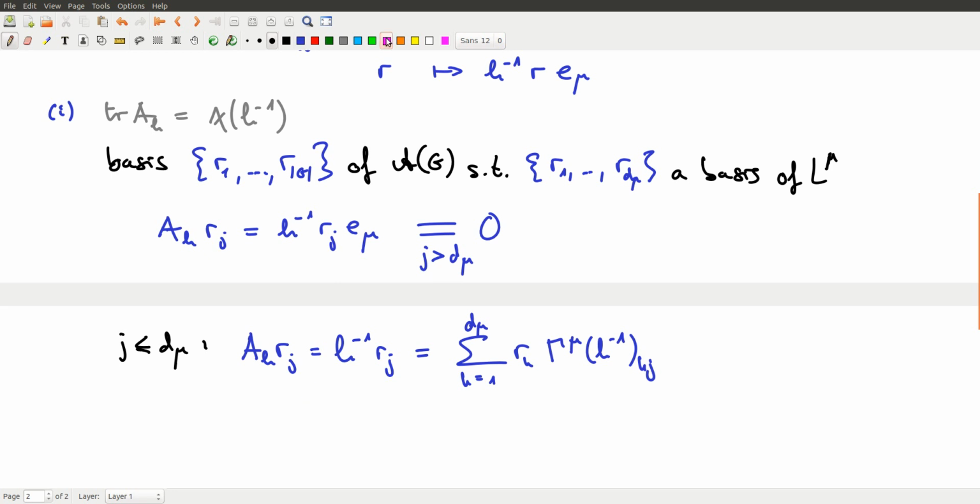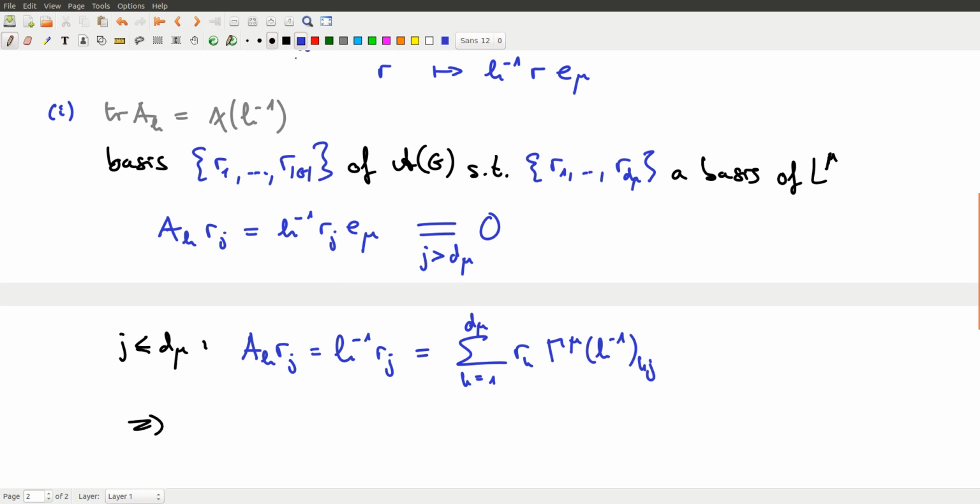Now, if we want to calculate the trace of A sub H, we are interested in the term where we get the same R as we had here. So we're interested only in the diagonal term. And then we see that we get the character of H inverse in this way.